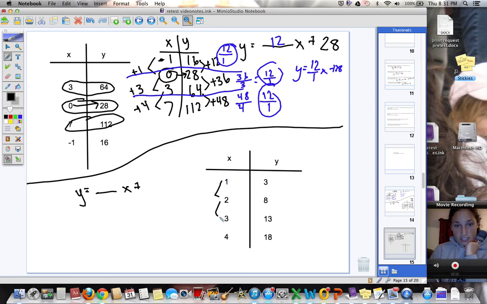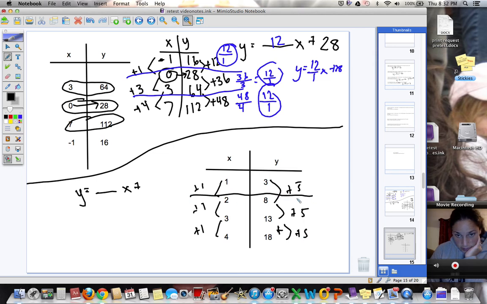I'm going to find my changes. So this is all plus 1s. So over here, to get from 3 to 8, I add 5. To get from 8 to 13, I add 5. To get from 13 to 18, I add 5. So my slope here is going to be 5 over 1, 5 over 1, 5 over 1. So at least I know that this is a 5 over 1.